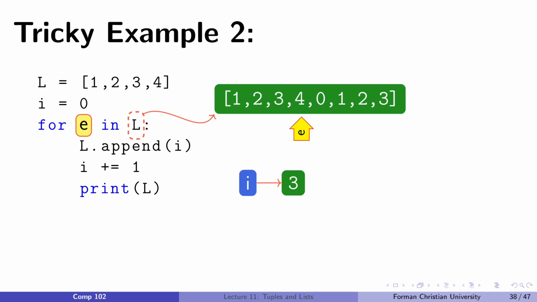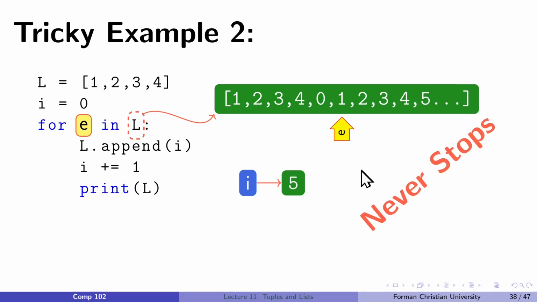Even the appended elements have newer elements after them, because the append function is going to add items at the end of the list. So this loop never stops. It's an infinite loop. And you can pause the video, type this into the Python interpreter or Thonny, and then you can try it out.